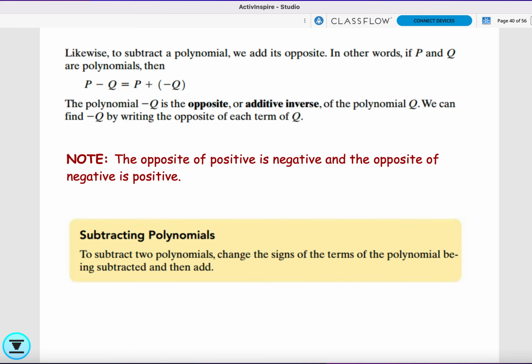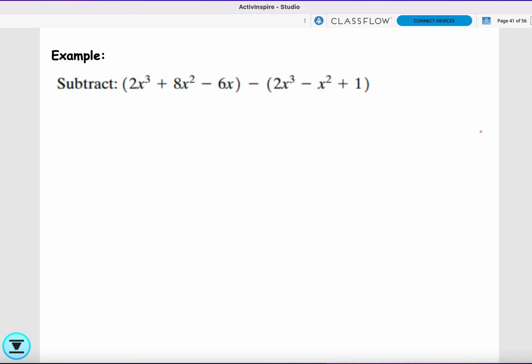So likewise, to subtract a polynomial, we add its opposite. In other words, if p and q are polynomials, then p minus q is p plus negative q. And negative q is the opposite of, or the additive inverse of, the polynomial q. To find negative q, we just write the opposite of each term. So the opposite of a positive is negative, the opposite of negative is positive. So subtracting polynomials, you change the signs of the terms of the polynomial being subtracted, and then you add your terms.